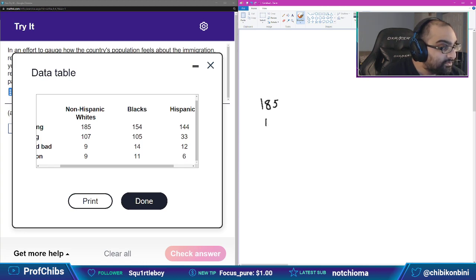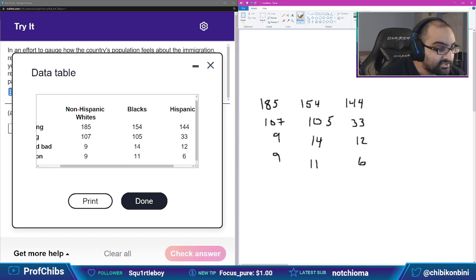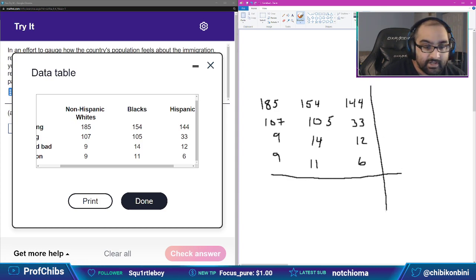I'm going to have 185, 107, 9 and 9. I got 154, 105, 14 and 11. And I got 144, 33, 12, and 6. So what I want to do here is add up each one of the rows and each one of the columns, okay? That's what we're going to do first.